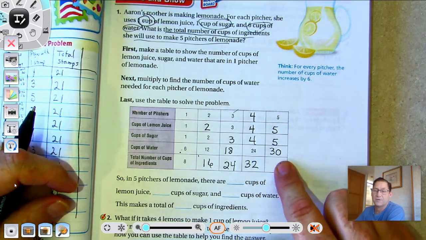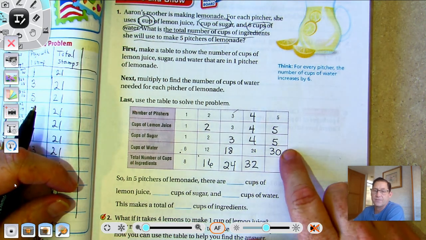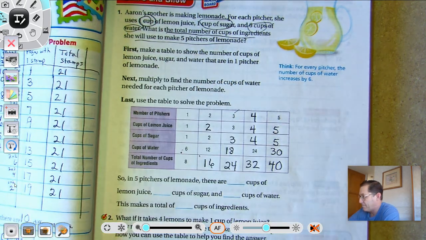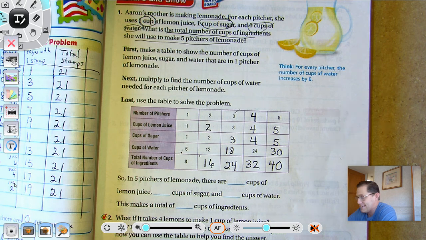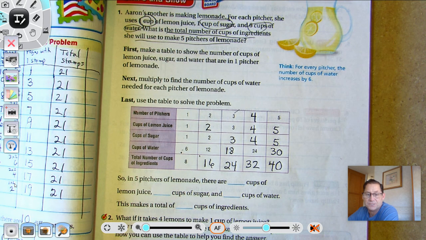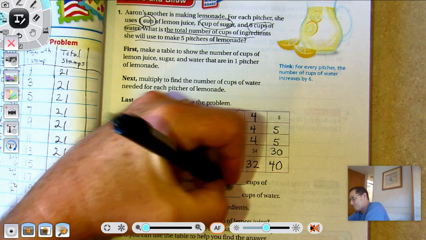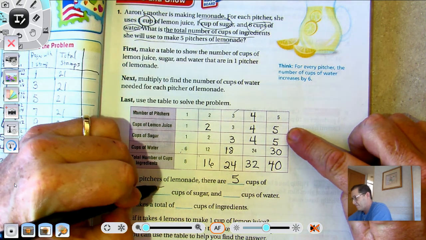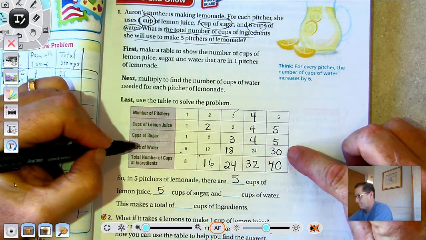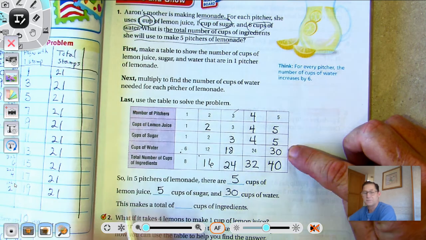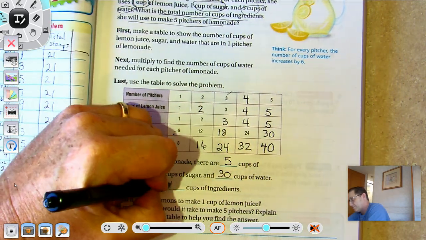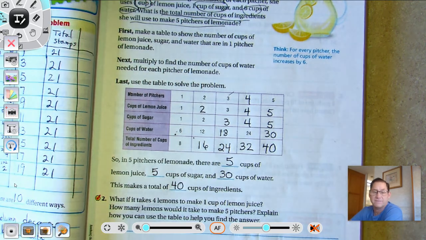And this last one's probably going to be 40. 30, 35, 40. Okay, so in 5 pitchers of lemonade, there are blank cups of lemon juice. In 5 pitchers of lemonade, there are 5 cups of lemon juice, 5 cups of sugar, 30 cups of water, which makes a total of 40 cups of ingredients.